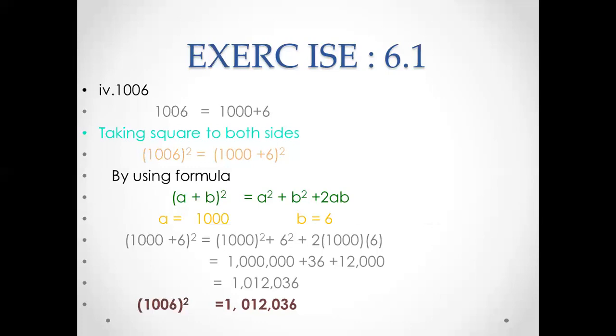When we take the square of the 1000, the zeros will be 6. And then 36 and multiply 2 by 1000 by 6, 12,000. When you add it, the answer is 1,012,036. Again, you can verify your answer by taking the square of 1006 directly by your calculators.